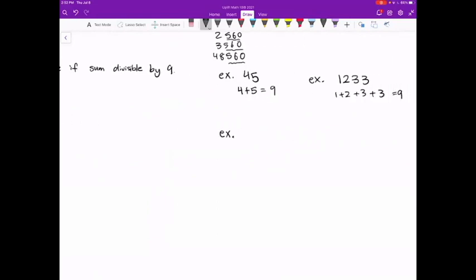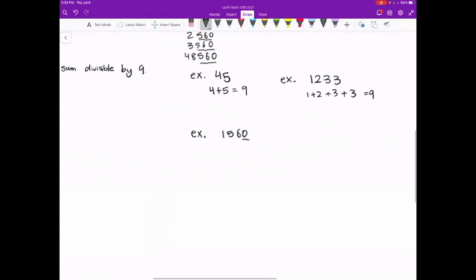Sure. We can use our example 1,560. Since the last digit is 0, this number is divisible by 10. We can also have 2,570. And since the last digit is 0, it's also divisible by 10.